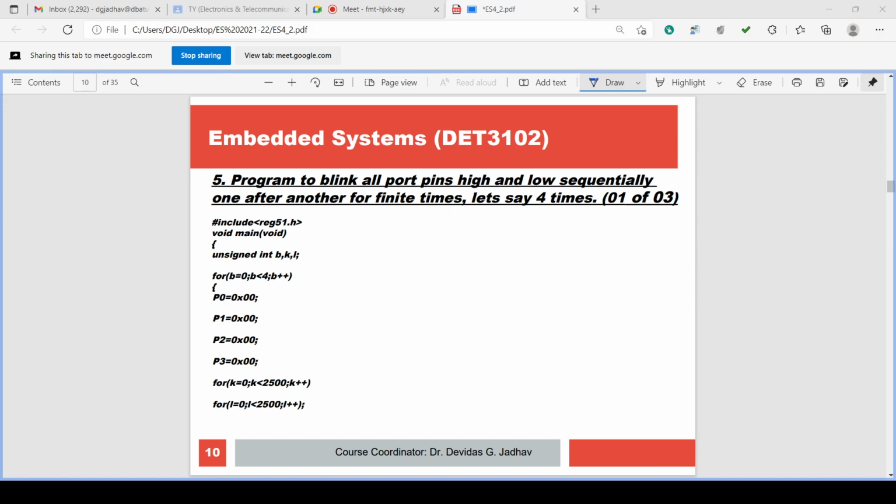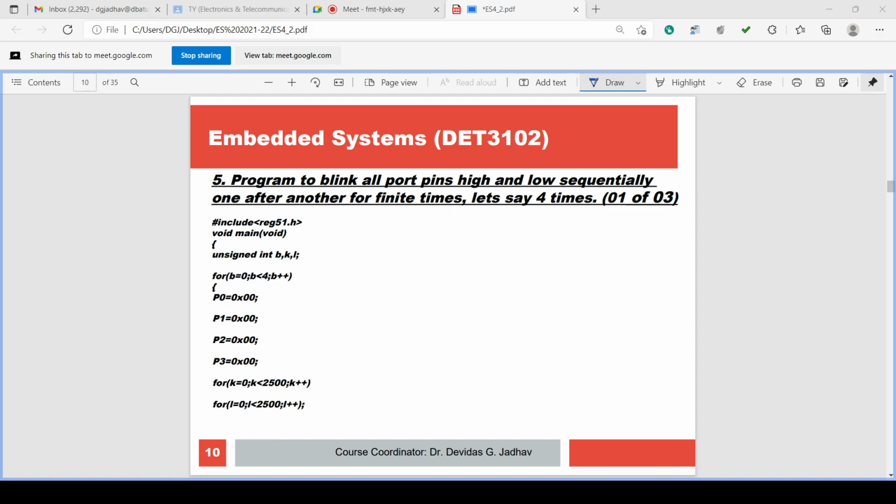Then port 0 is made high, delay will be there. Then port 0 and port 1 are made high, delay will be there. Then port 0, port 1 and port 3 are made high, the delay will be there. And all 4 ports are made high, delay will be there. This completes the second time. Similarly, the third time, similarly, the fourth time, and it should end. It should complete this process.